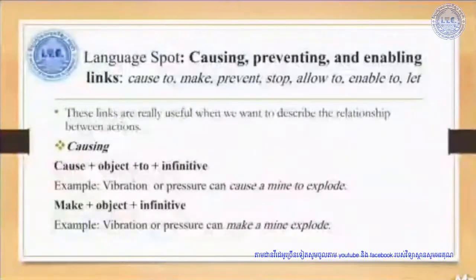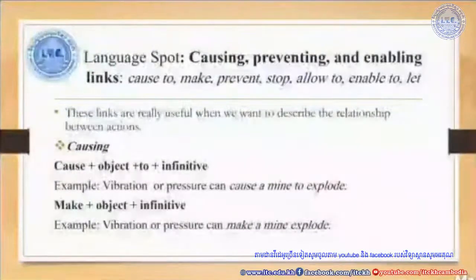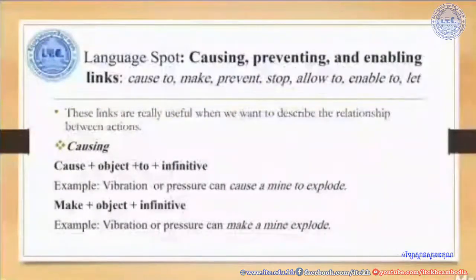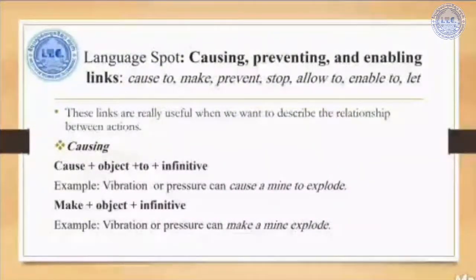The first one is the word cause itself, and another one is make. And as you can see on the slide, we have the forms there. So cause plus object plus to plus infinitive. Meanwhile, if you use the word make, there is no to, okay? So we have make plus object plus infinitive. For example, vibration or pressure can cause a mine to explode. Or another example, vibration or pressure can make a mine explode. These two sentences convey the same meaning, and the only difference is that we use different word choice. The first one is cause and the second one is make.